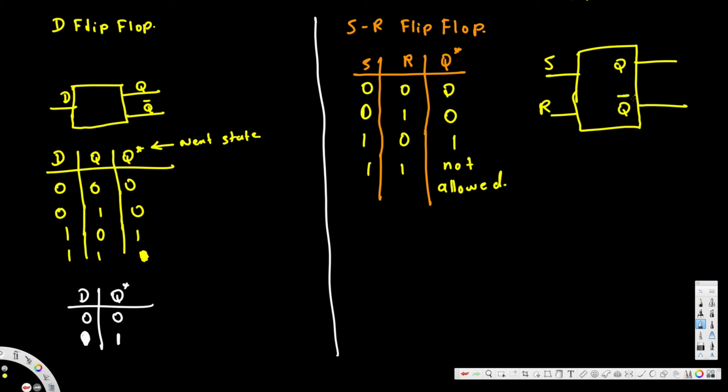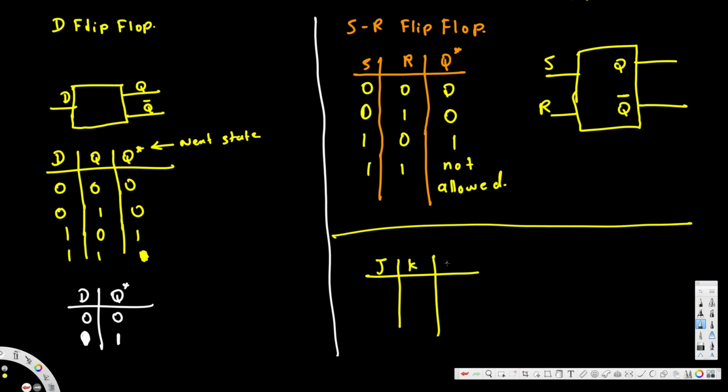Okay, now let's look at a JK flip-flop. The truth table for the JK flip-flop is J, K, and Q asterisk. Here we will have 0 0 Q, then 0 1 0, 1 1 Q bar, and that's it for the JK flip-flop.